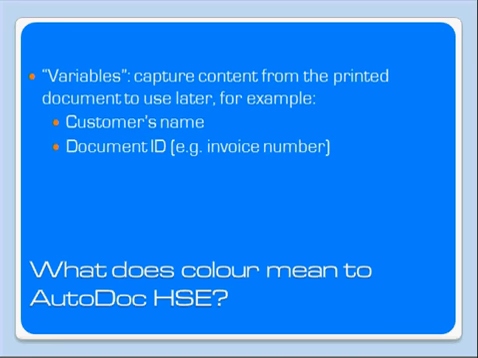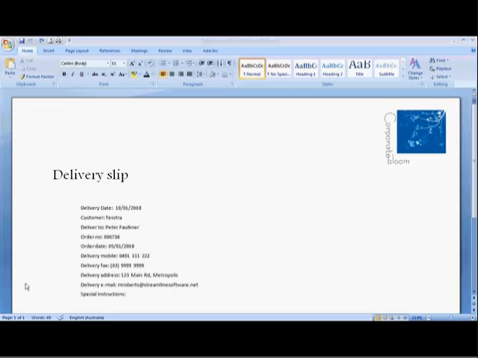The second thing font color can communicate to the system are what we call variables. A variable is a piece of text from the print job that has been captured by AutoDoc HSE for later use. This could be the customer's name or an invoice number, for example. Once the system has stored this information, it can use it again to do something like automatically creating a personalized email, which is addressed specifically using the customer's name. Now, the best way to demonstrate textual commands and variables is to show you an example.